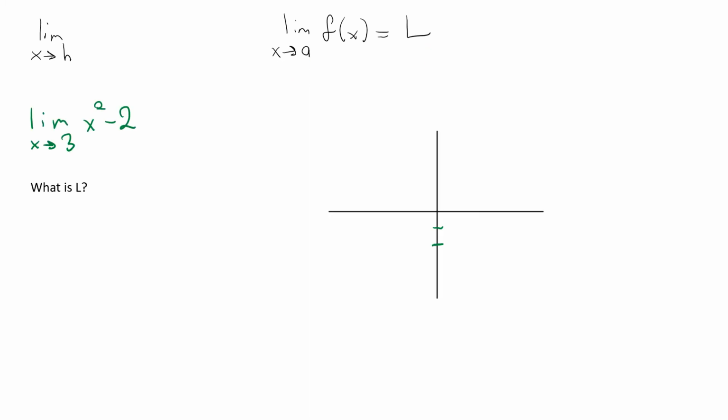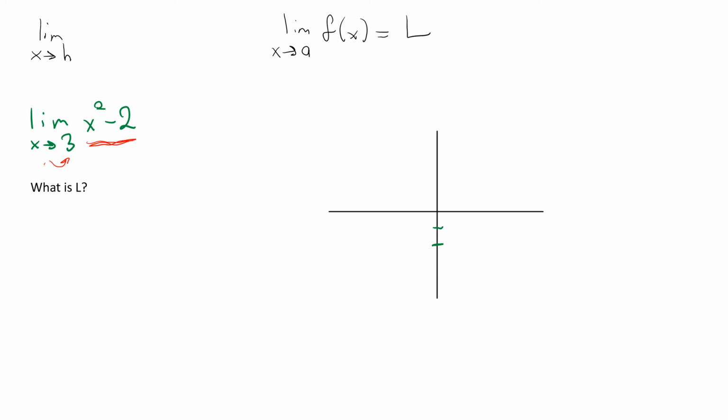To understand it better, we can start with a graph. Let's say x is approaching 3, right? And my equation given is x squared minus 2. This time, instead of asking us to plug anything in, they will give it to you in the form of limit as x approaches 3 of x squared minus 2, and ask you to determine it.